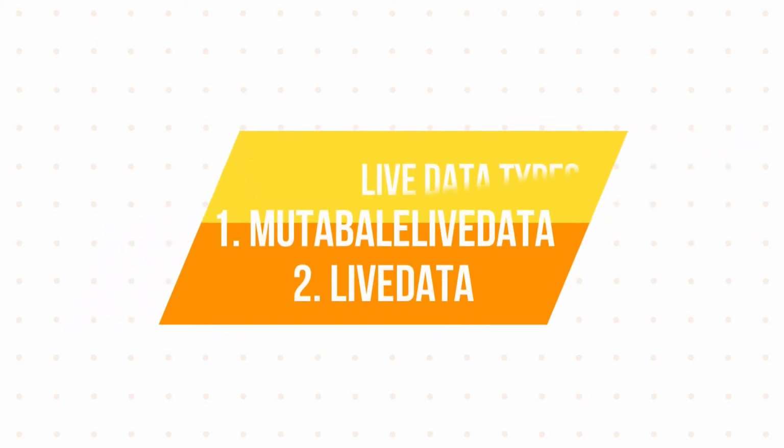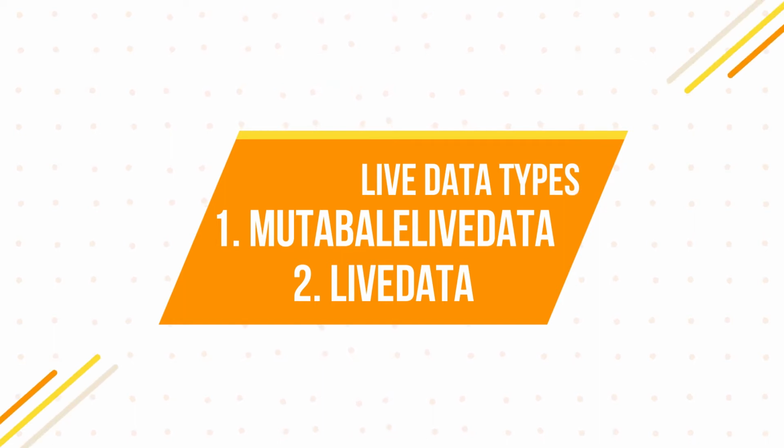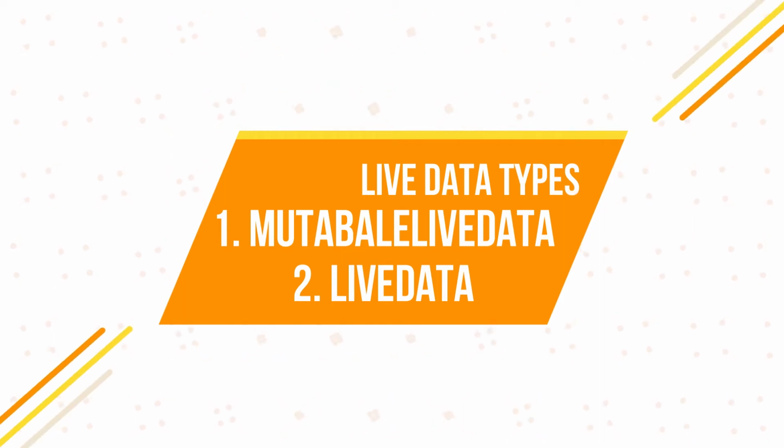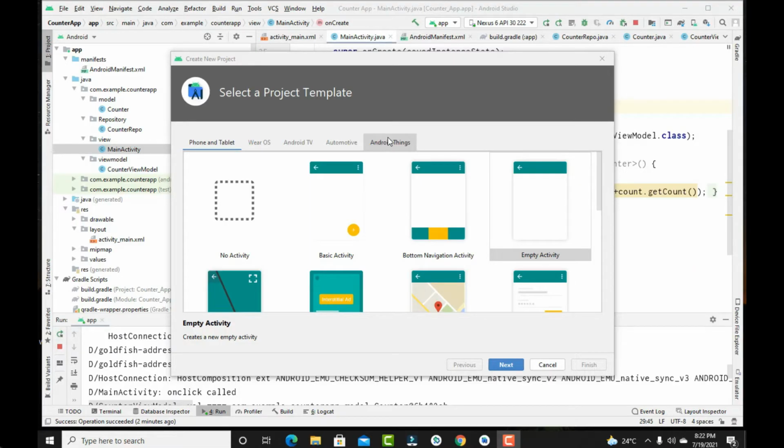There are two types of LiveData. One is MutableLiveData, which can be changed, readable and writable at runtime, and the other is LiveData, which is read-only and cannot be changed at runtime. We will use both types in the MVVM example that we will do in this video. So now let's start coding.